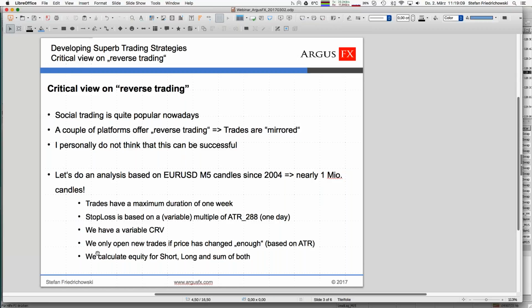And what I always do, I simply calculate one equity curve for all short trades, one for all long trades, and one for the sum of both. That would mean I always open a long and a short trade simultaneously. So those are the rules to get those equity lines, and there are really some quite interesting results.